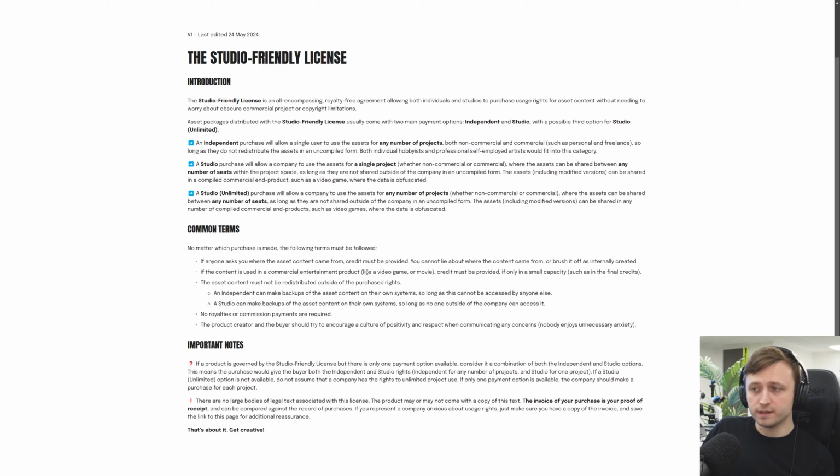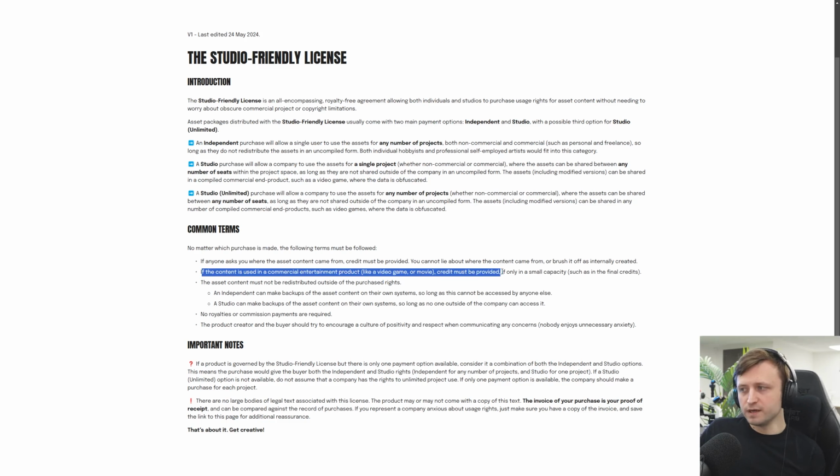If anyone asks where you get the asset content from, credit must be provided. You cannot lie about where the content came from or brush it off as internally created. Seems simple enough. Again, this license is largely about fairness, so it's about not kicking the original creator out of the equation. If the content is used in a commercial entertainment product like a video game or movie, credit must be provided, if only in a small capacity, such as in the final credits.